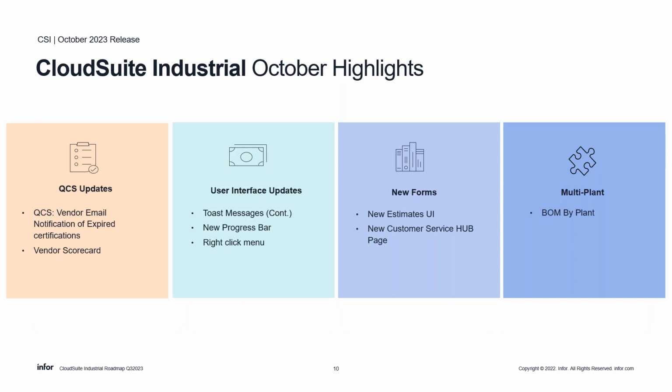And then in the next couple of slides, I just have some examples to show you for some of the features I mentioned. So the examples I have are around the vendor email notification of expired certifications, a vendor scorecard, toast messages, the progress bar that I mentioned. The right-click menu is actually included in one of these other examples, including the new estimates UI, and then the new customer service hub page, and then finally, I will hit on the multi-plant.